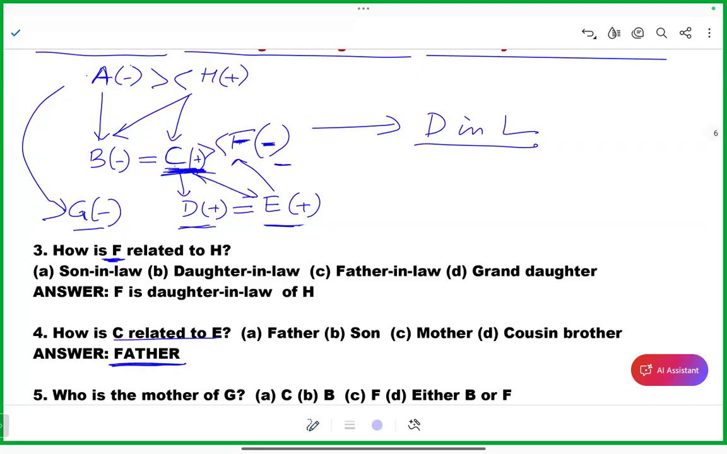Who is the mother of G? Oh, even that relation we can find.